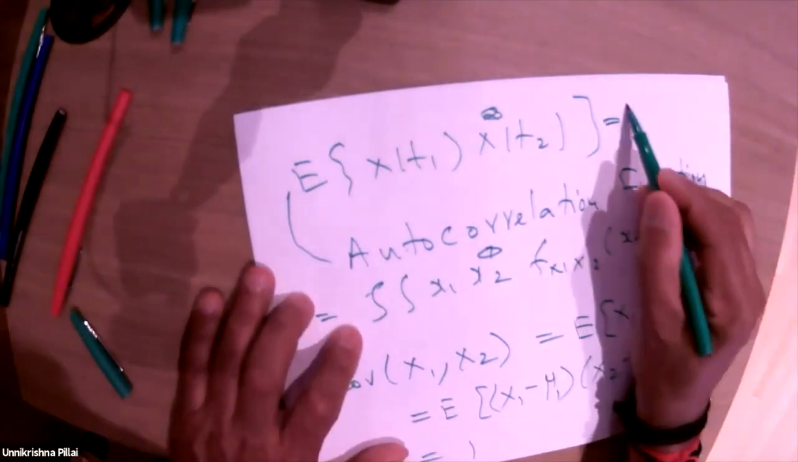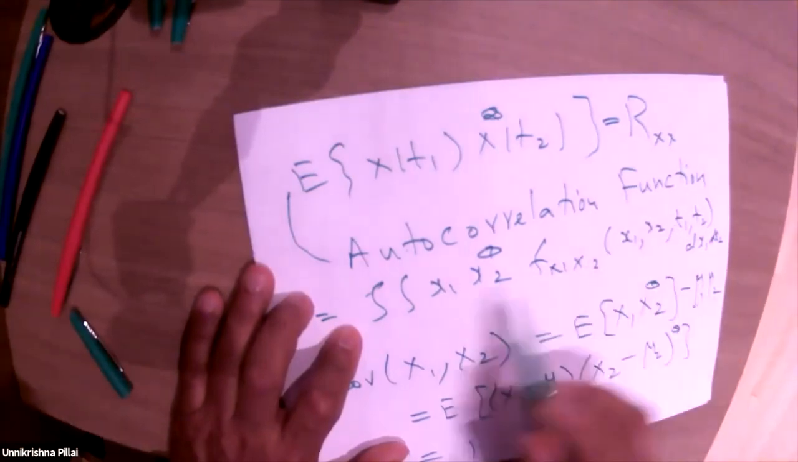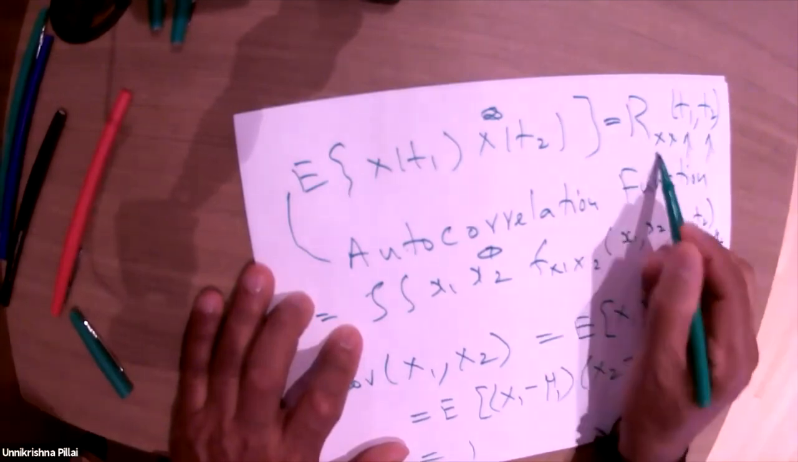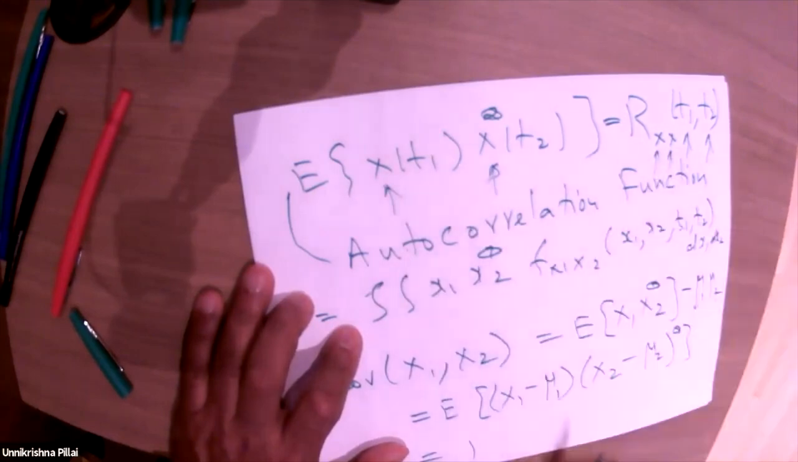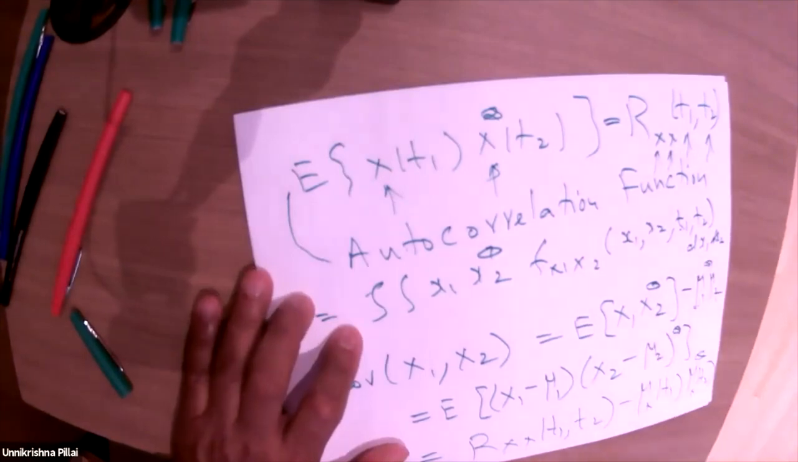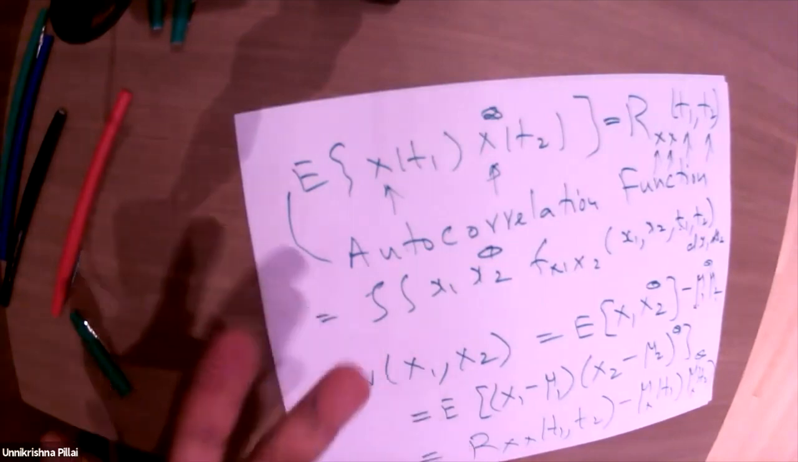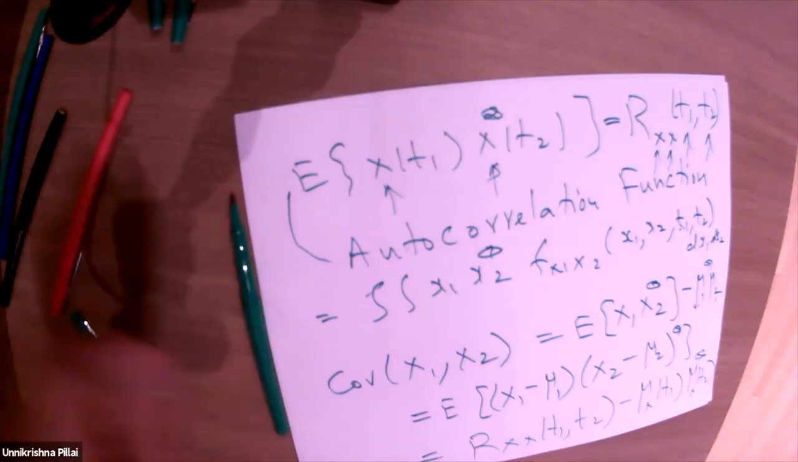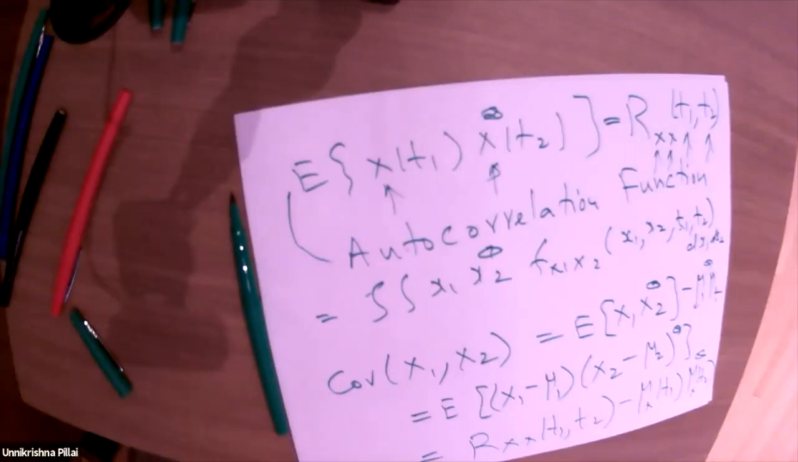Let me give you the symbol that's used for this. The autocorrelation function is usually written like this. Once you integrate it, it will turn out to be a function of t1 and t2. We put xx here to denote that we are dealing with the same function. The covariance of the function you can write like this if you want. So once you know the autocorrelation, you know the covariance. Traditionally we deal with the autocorrelation function. So it is one and the same thing, another way to describe the stochastic process. Any questions?